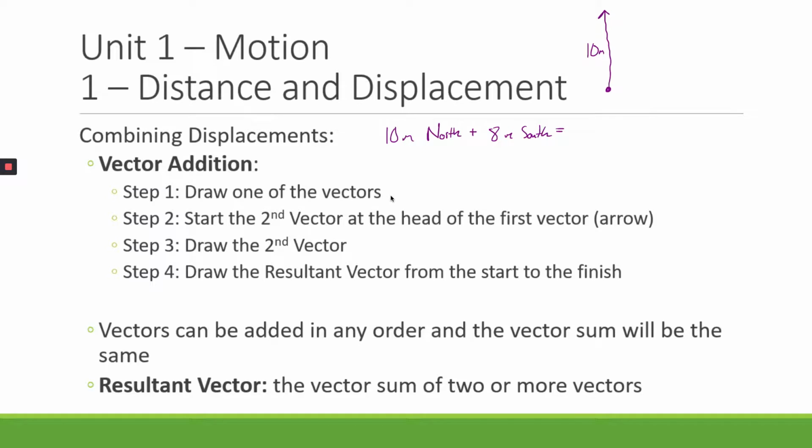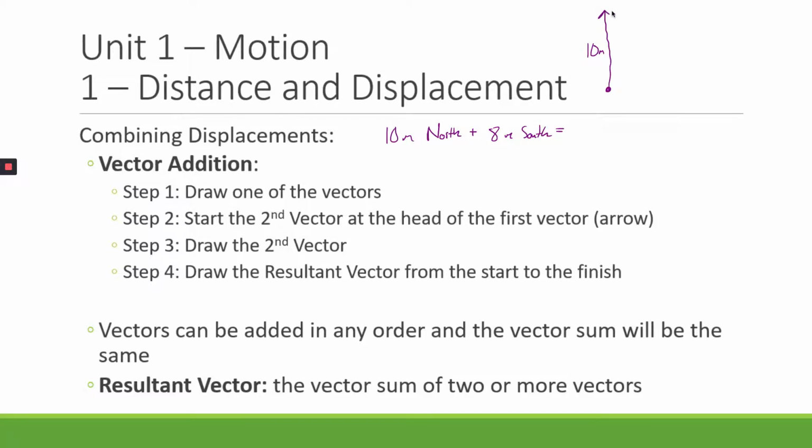I've drawn my vector. Step 2, start the second vector at the head of the first vector. This is the most troublesome part. A lot of people draw 10 meters and then want to come back here and then draw 8 meters south. That doesn't work. You cannot do vector addition that way. So let's erase that. That is wrong. If you have 10 meters and you want to add 8 meters south onto that, you have to recognize that you've traveled 10 meters and you are now here. So when you add 8 meters onto it, you have to start here.